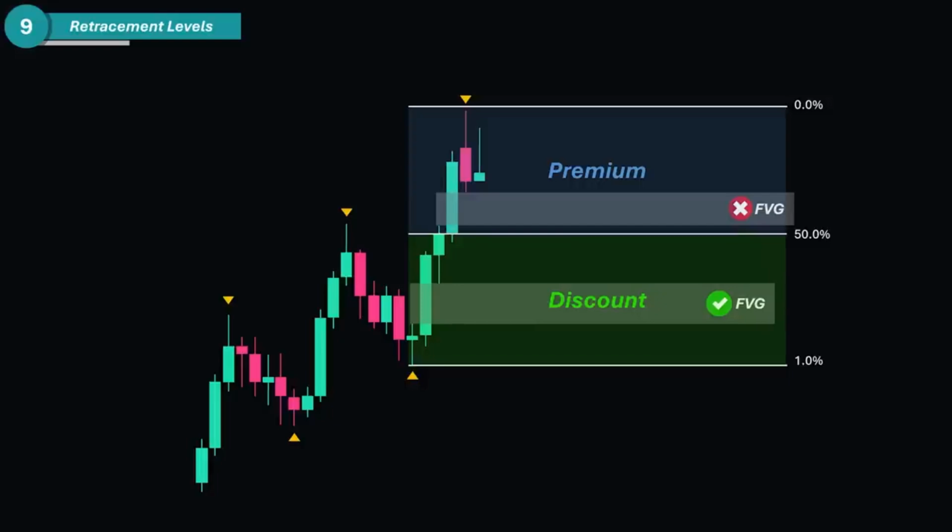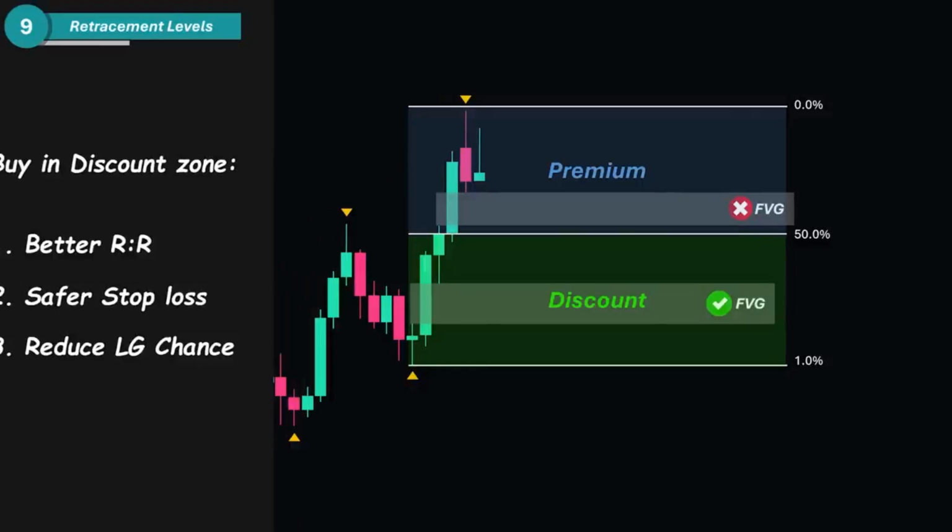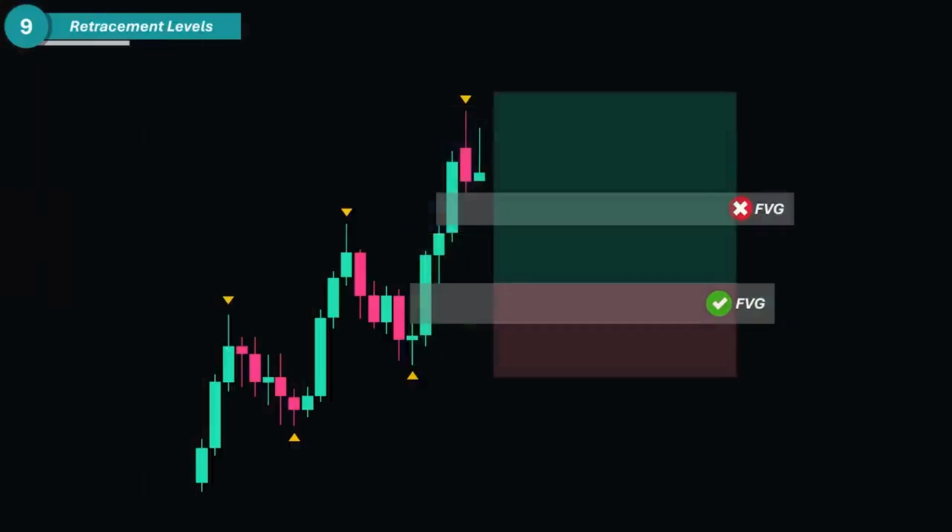We always want to buy at the discount zone for multiple reasons, including a better risk-to-reward ratio, safer stop-loss placement, and reducing the chances of getting caught in a liquidity grab. Buying in the discount zone means you're entering at a lower price, so your potential reward is much bigger compared to your risk. This way, even if you risk a small amount, the profit you can make is much higher.